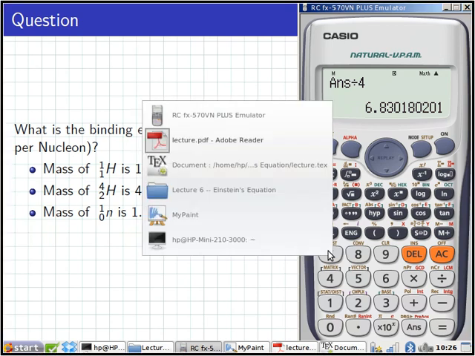Just 6. So this one here will be 6.83 mega electron volts per... What letter do we use for nucleons? Not Z. Is it Z, or is it A? A is for protons, Z is for nucleons, or do I have that backwards? Z's on the top. So it's mega electron volts per Z, per number, if you want.